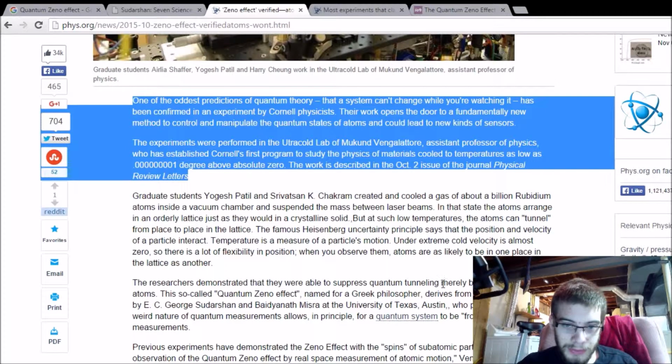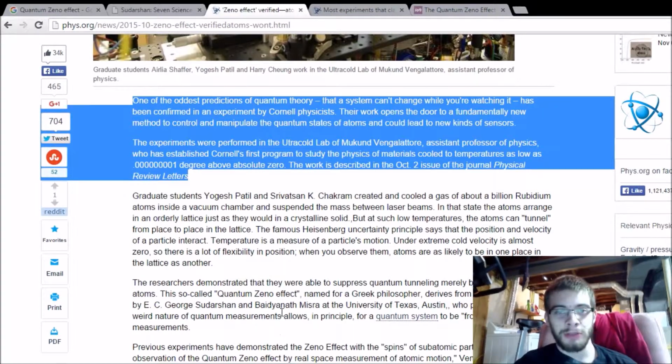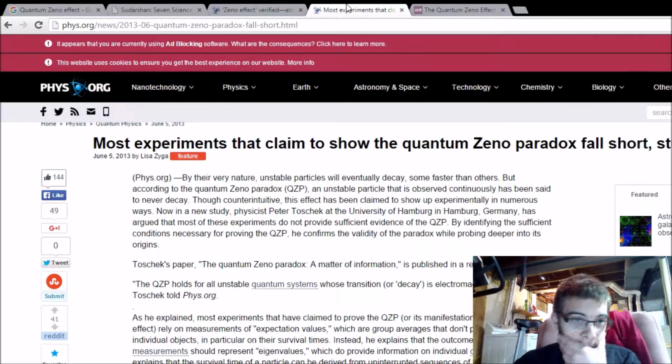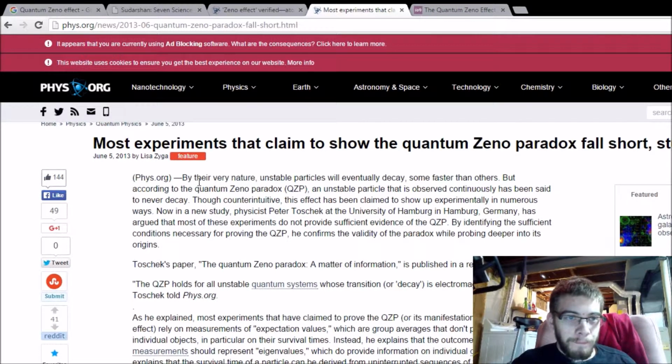The researchers demonstrated that they were able to suppress quantum tunneling merely by observing the atoms. This so-called quantum Zeno effect, named for a Greek philosopher, derives from a proposal in 1977 by E.C. George Sudarshan and Baidyanath Misra at the University of Texas at Austin, who pointed out that the weird nature of quantum measurements allows, in principle, for a quantum system to be frozen by repeated measurements. I know all this sounds advanced, but I just find it really interesting, so let's read on a little bit more. And besides, I will put all these links down below in the description so you can check them out for yourself. Physics.org.